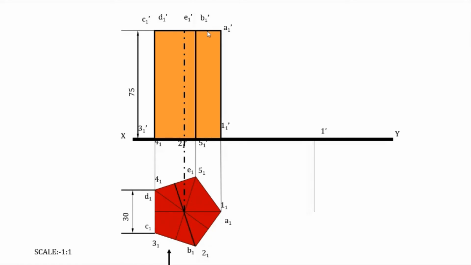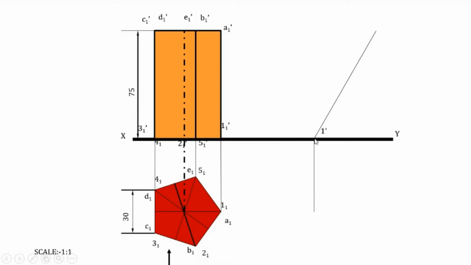Now what you have to do is you have to mark 1 dash. So we consider 1 dash to be the point on which the prism will be resting. So we first mark 1 dash. This point 1 dash is marked. Then from 1 dash, we draw a line which is of length equal to 75. That is this. We are actually reproducing this front view, with an inclination of 60 degree with the XY line.